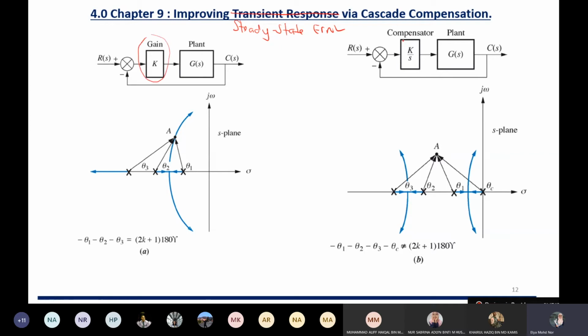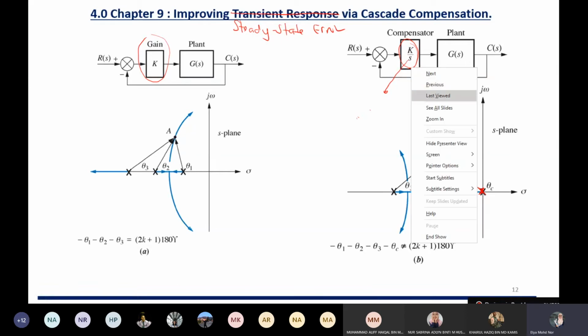Okay. Now for B, we add an integrator, 1 over S, to the controller. What happens when you add an integrator is that there will be 1 pole at the origin here. Sorry, there will be 1 pole at the origin. Okay, so there will be 1 pole at the origin.